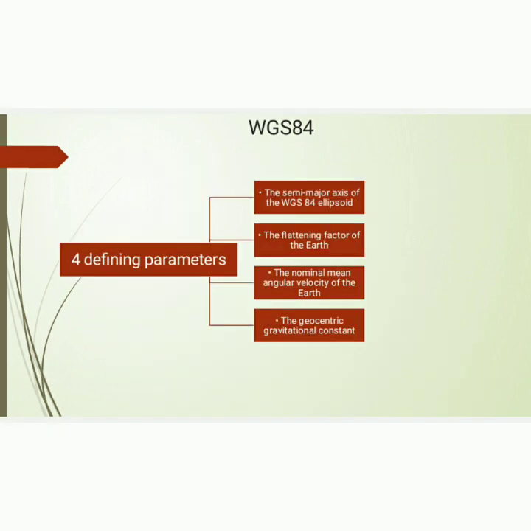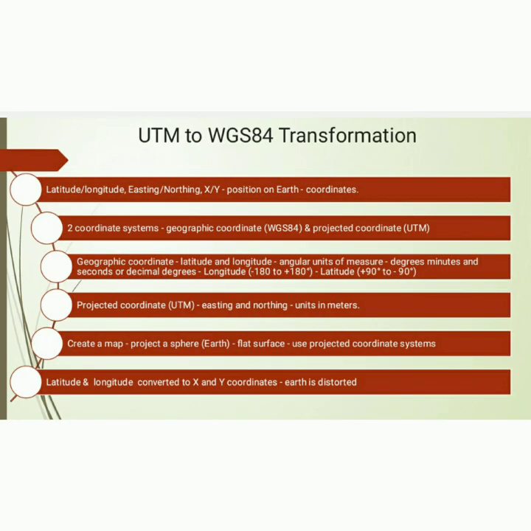WGS84 has 4 defining parameters, which are the semi-major axis of the WGS84 ellipsoid, the flattening factor of the Earth, the nominal mean angular velocity of the Earth, and the last is the geocentric gravitational constant. UTM to WGS84 transformation. Latitude or longitude, easting or northing, or X or Y are ways we uniquely identify a position on Earth and are also called coordinates. Furthermore, there are two coordinate systems named geographic coordinate and projected coordinate. One example of a geographic coordinate system is WGS84 while projected is UTM.